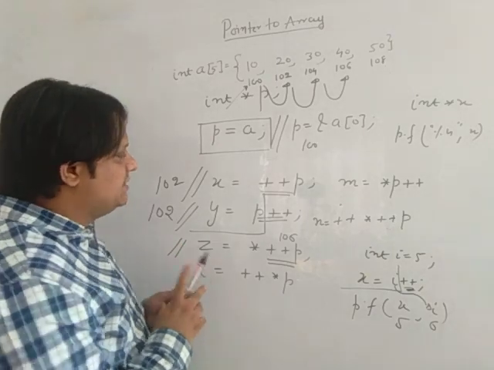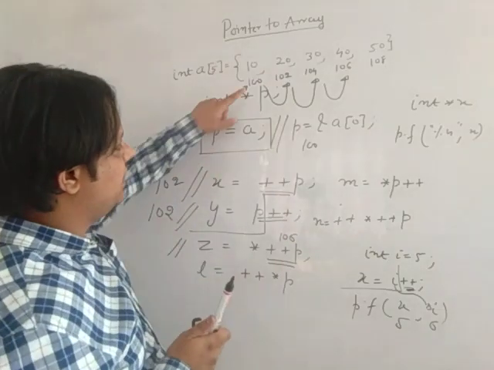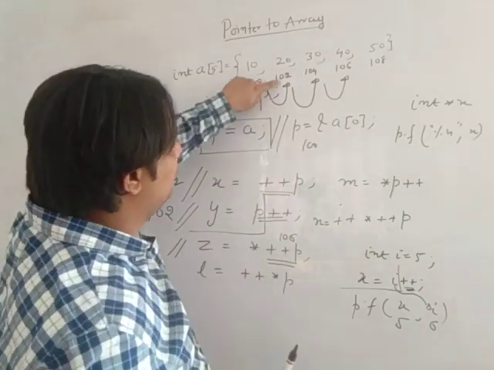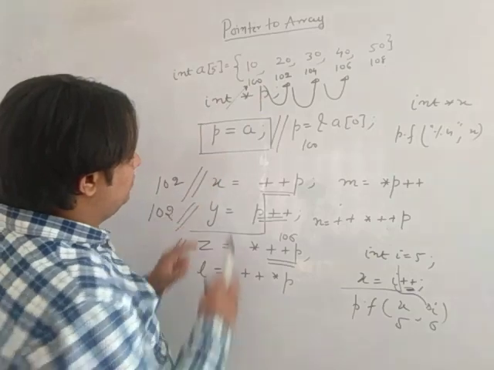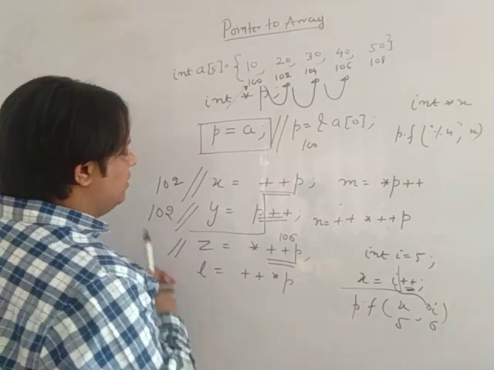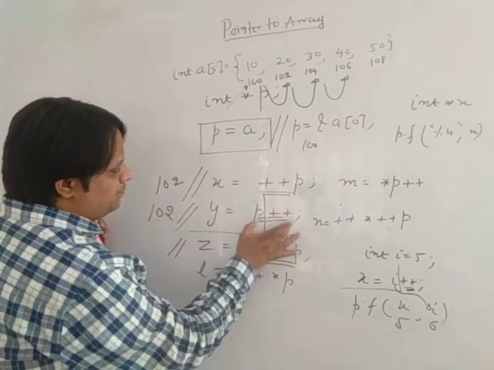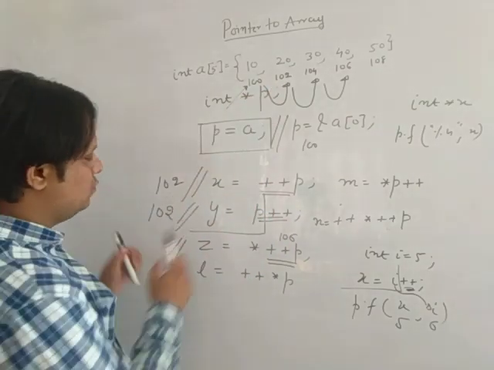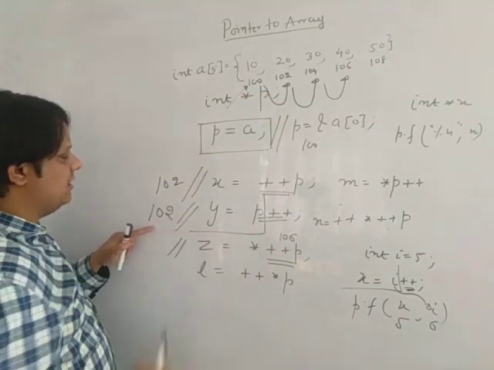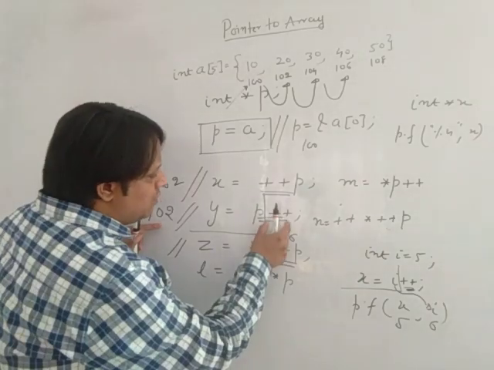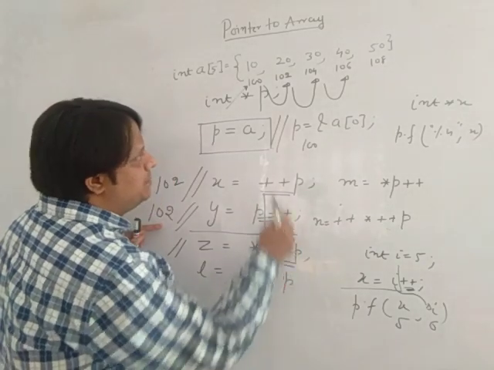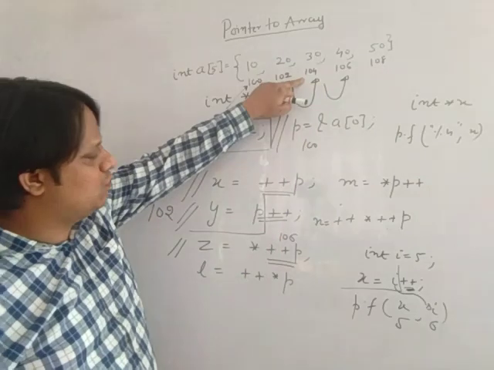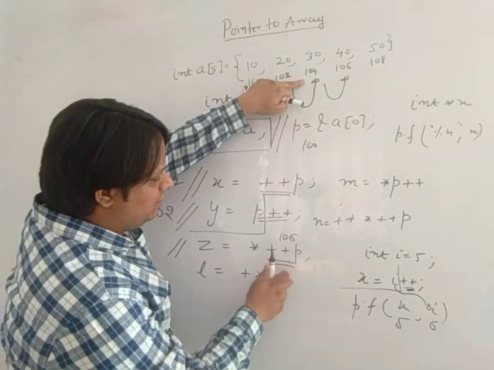I am again repeating. See, initially your p was pointing at 100. When you write ++p, your pointer moves to 102. So the value of x will become 102. Now y = p++. It is post increment, so only p is getting assigned to y. The value of p is 102. The 102 is getting assigned to y. Therefore the value of y becomes 102. Now because of this post increment, when it comes to this p, my pointer moves to 104. So at this point p, my pointer moves to 104.